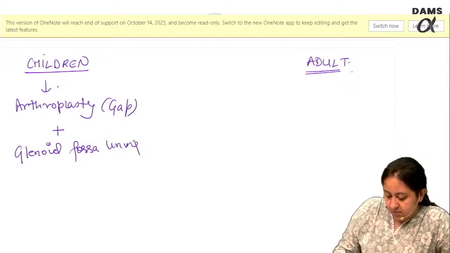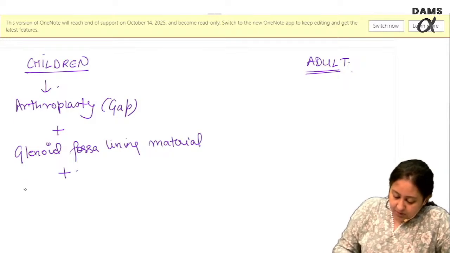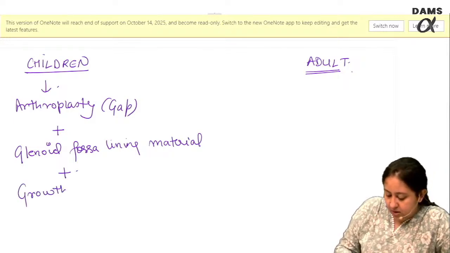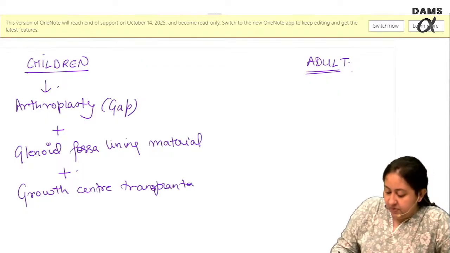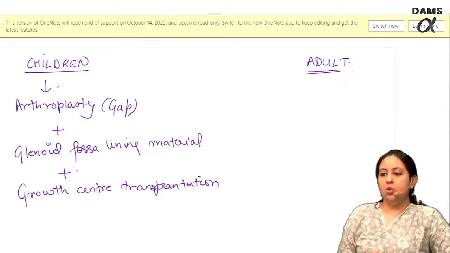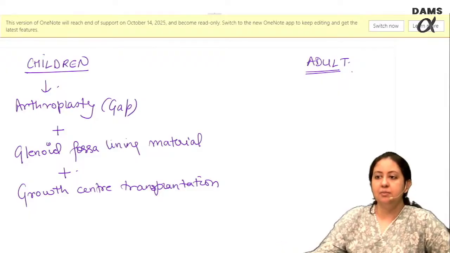Plus growth center transplantation. That means you will transplant a growth center over here so that the growth of the child is maintained. It is not hampered.